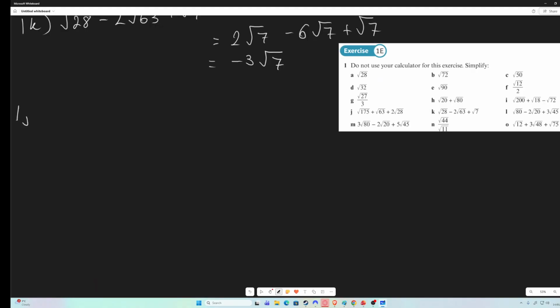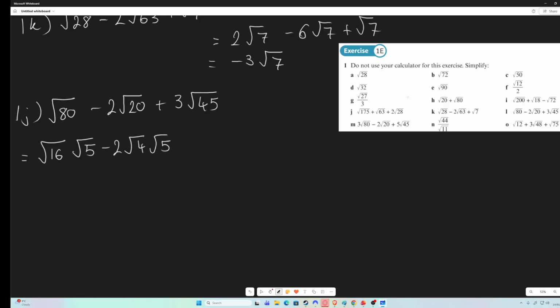1l, square root of 80 minus 2 square root of 20 plus 3 square root of 45, so that is square root of 16 square root of 5 minus 2 square root of 4 square root of 5 plus 3 square root 9 square root of 5, which is 4 root 5 minus 4 root 5 plus 9 root 5, which is just 9 root 5.